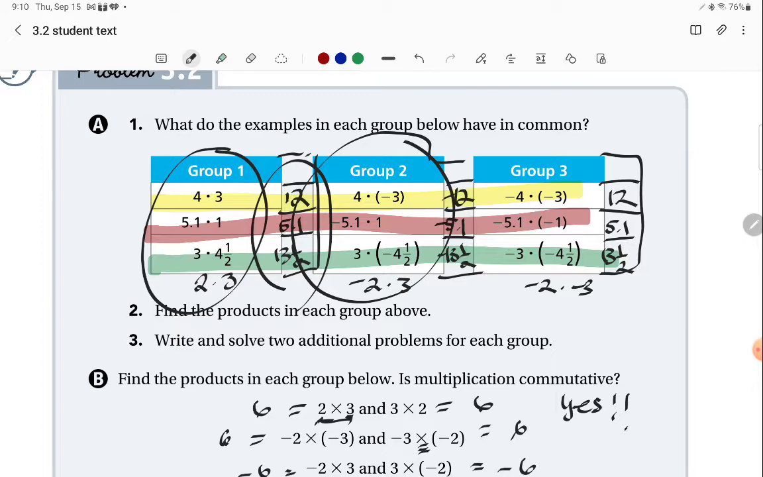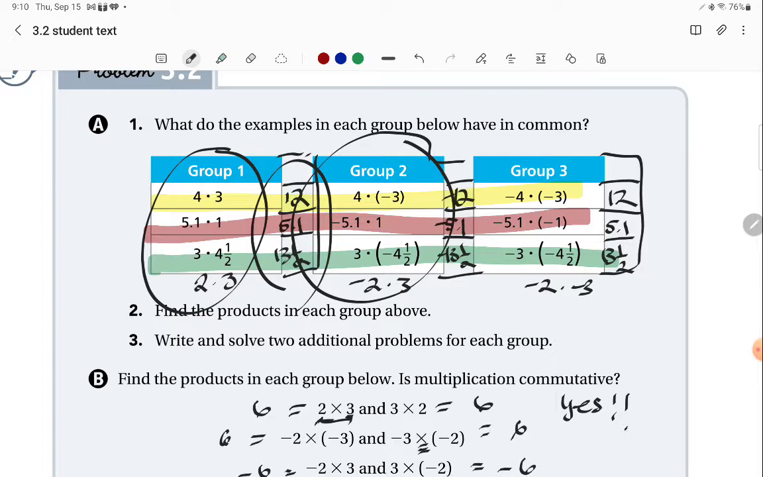And when you're writing these out, use the words that I'm using. When I say the word product, that just means the outcome when you multiply two or more numbers together. That's the product. The product of 2 and 3 is 6.